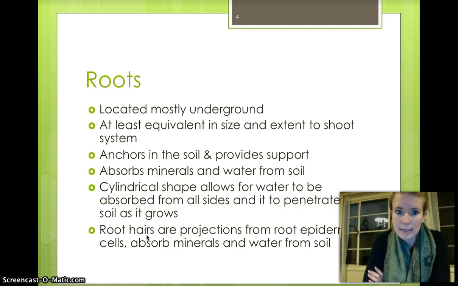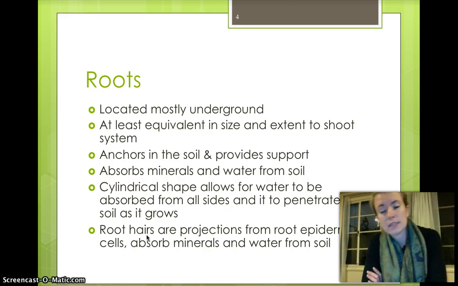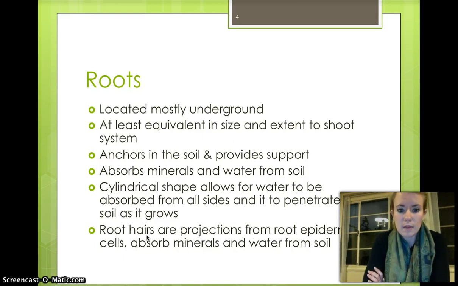So that's crazy. The job of roots is to anchor the plant in the soil, that way it's not moving around, and provide support. I think that makes sense, right? We don't want to fall over, so we need something that's keeping us in place. And they absorb minerals and water from the soil. So those are kind of their two main jobs. They are cylindrically shaped, which allows for water to be absorbed from all sides, and it allows them to move easily through the soil as they grow.